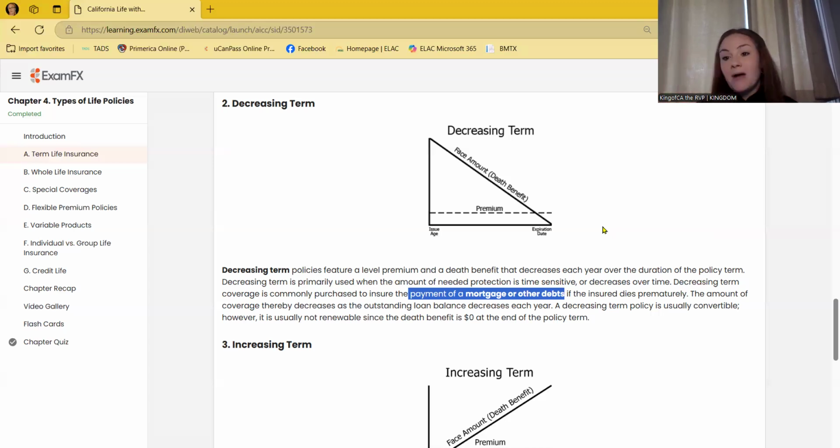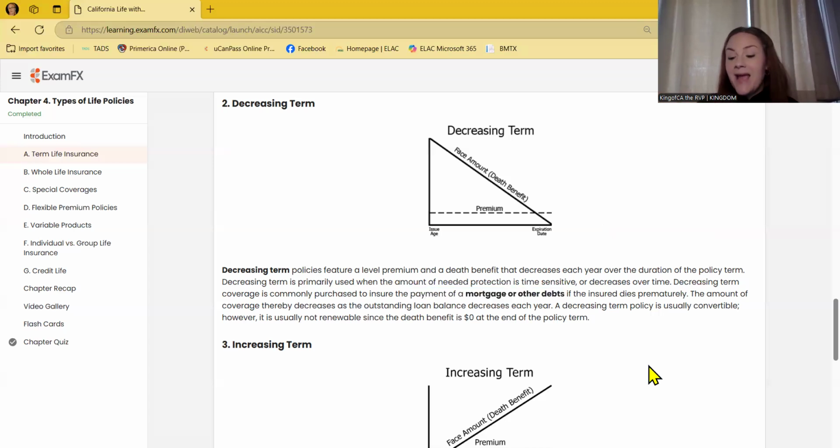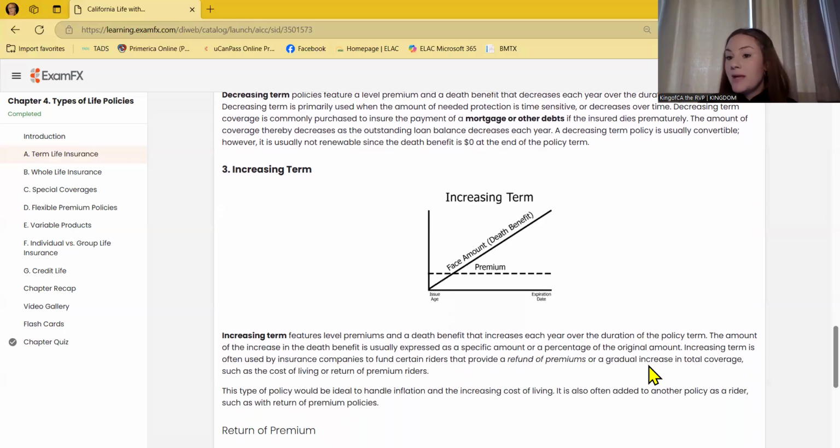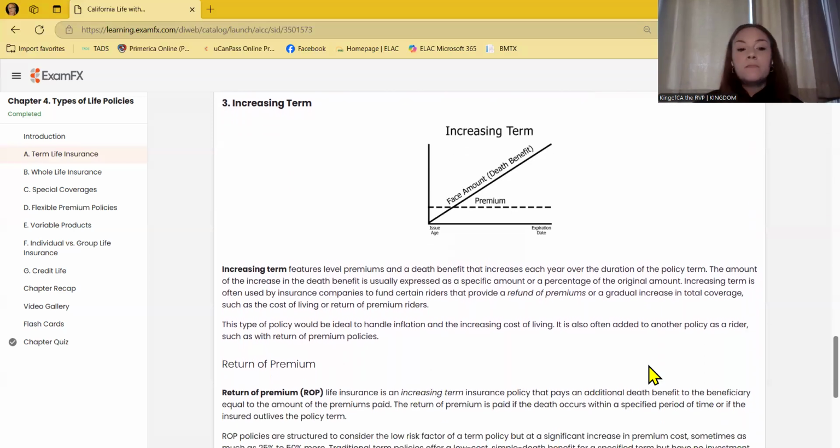Remember that face amount is decreasing. At the end of the policy term, it will be zero. And remember that our premium is always going to be level.